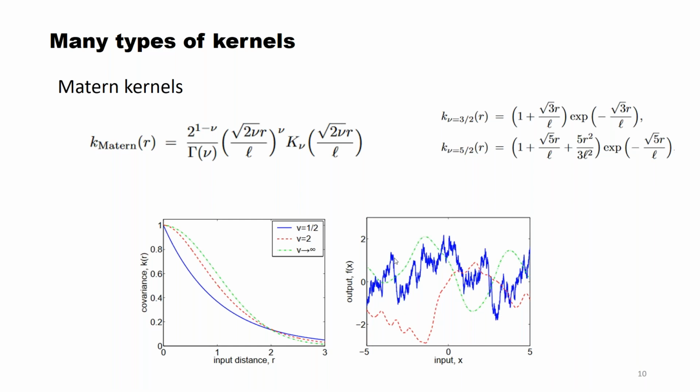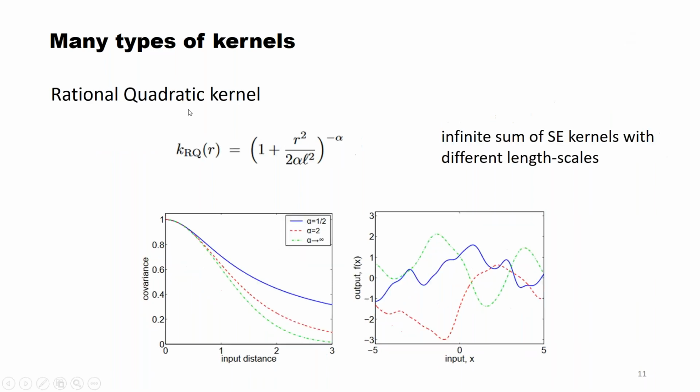So you still have the length scale, but you have a bit more jaggedness. You have a bit more variation on shorter length scales.